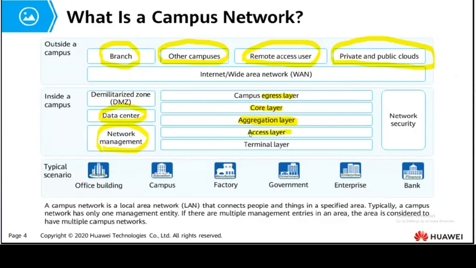Then we have the access layer. The access layer is the layer that connects the user terminals. This is where we connect our devices like our computers. This is also where we connect our wireless access points, the Wi-Fi, on the access layer switches. Then you have the terminal layer. This is where we find your workstations, your wireless access controllers, and your IoT devices, like door access systems.